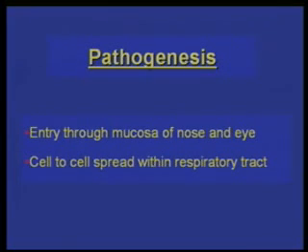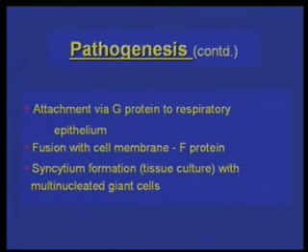It can enter through the eye mucosa because that is also a columnar respiratory epithelium. Once it gets into the tract, it spreads cell to cell from upper tract to lower tract. The first step is the attachment of the virus to the epithelial cell, which is via the G protein. And the F protein, like we said, helps in the formation of syncytia.